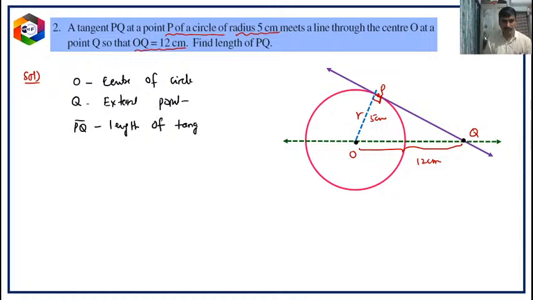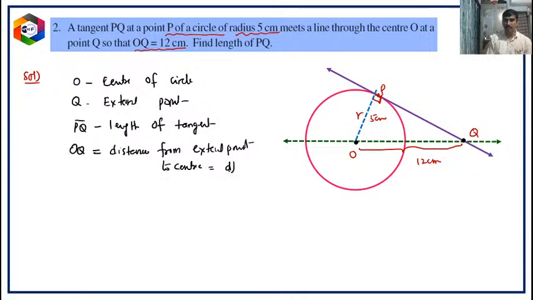So what is the information that is given? Let us write down OQ, the distance from the external point to the center, which we will denote in general as D, and it is given as 12 centimeters. And the radius OP is equal to the radius, which is given as 5 centimeters.